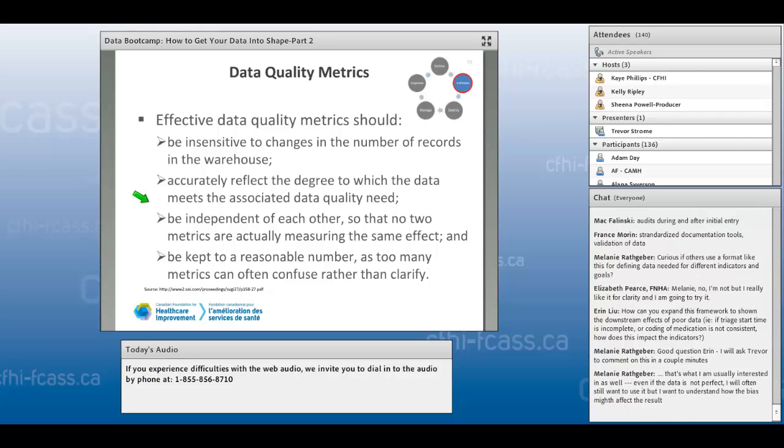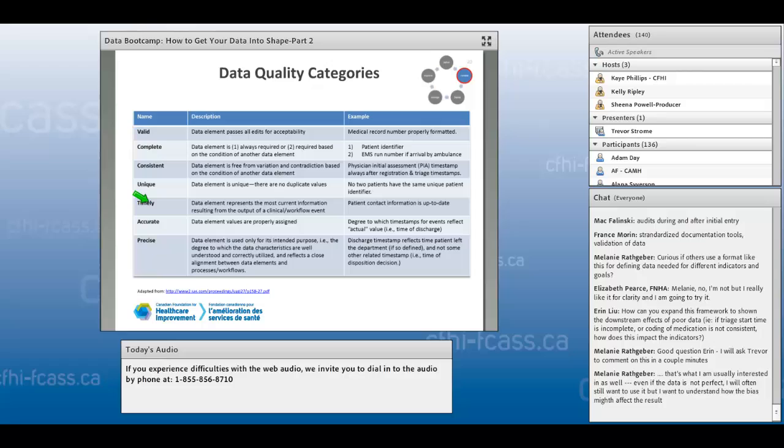So what we've got here is a set of data quality categories that we can use to define some of our metrics. Keep in mind that each of these categories may not apply specifically to each and every data field that you've got in your database, but it's important to be aware of what these data quality categories are.